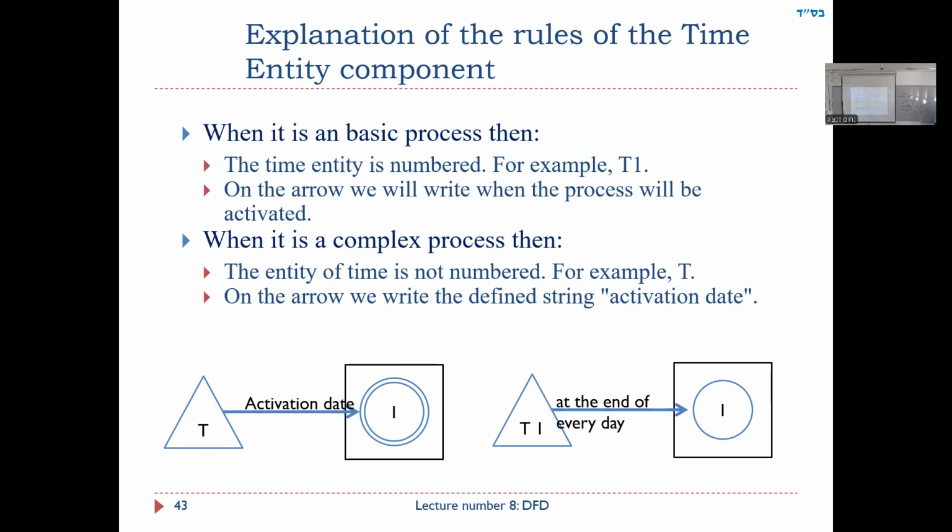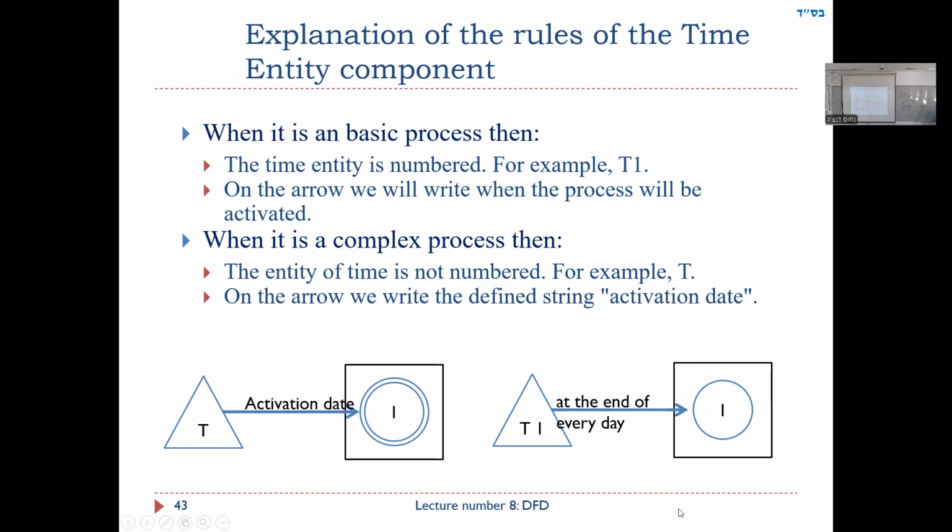Okay. Time entity rule: here you see that the time entity is on the left, and on the line we write the activation date. In other words, nightly, weekly, every day, every week on every Wednesday at 3 o'clock. When it is a basic process, then the time entity is numbered, for example, T1. On the arrow, we write when the process will be activated.